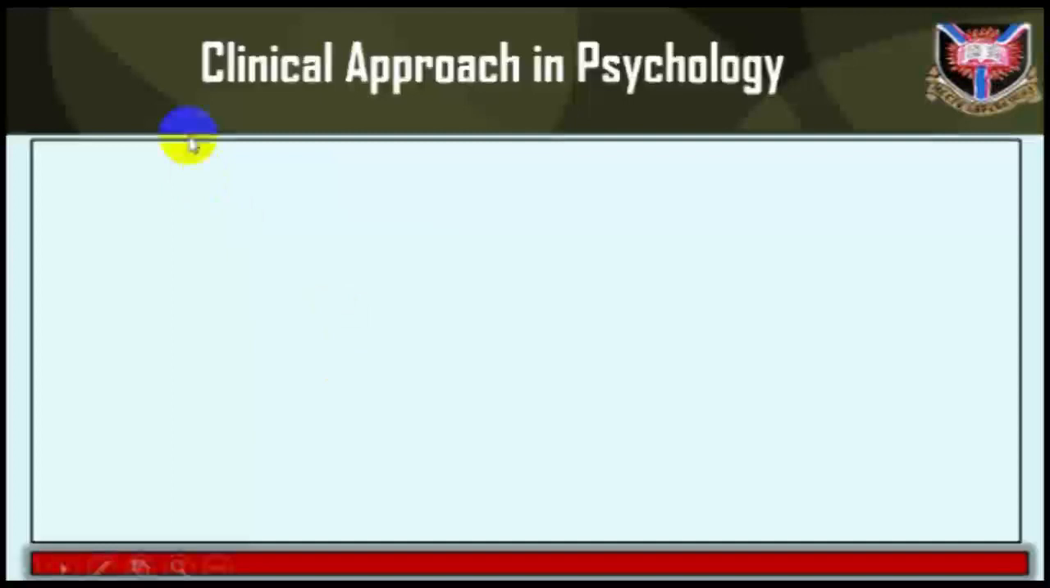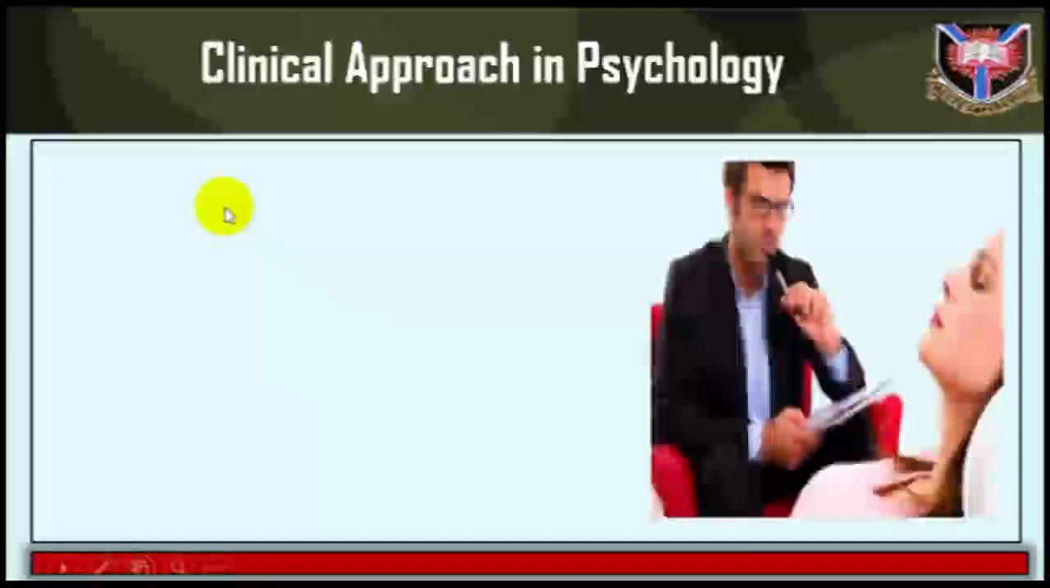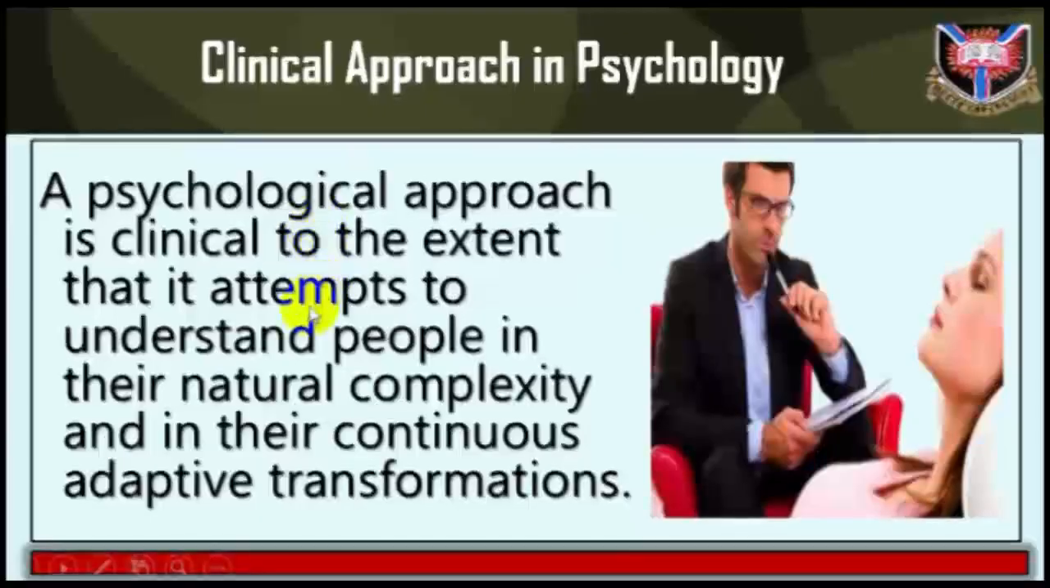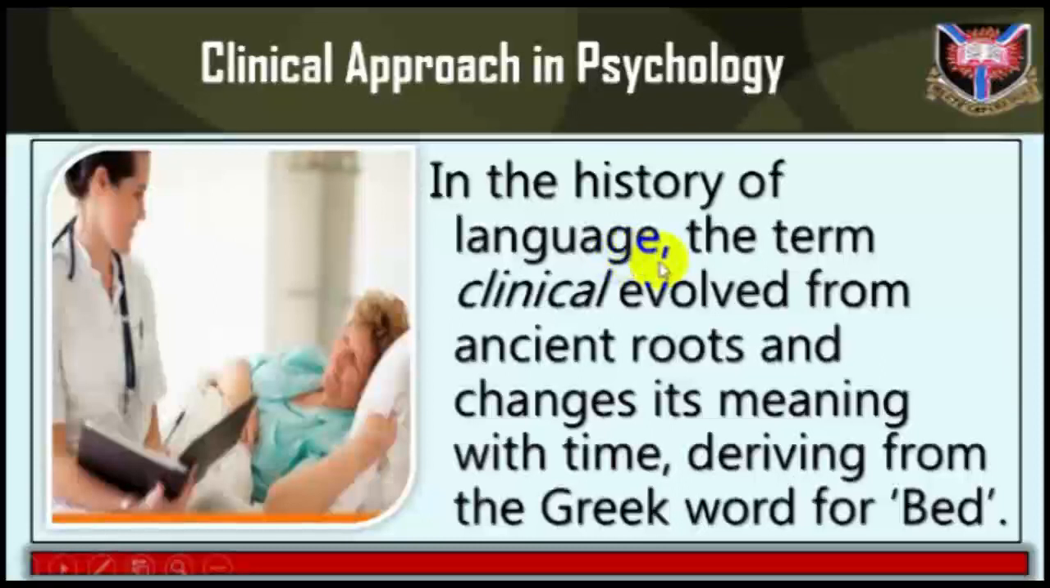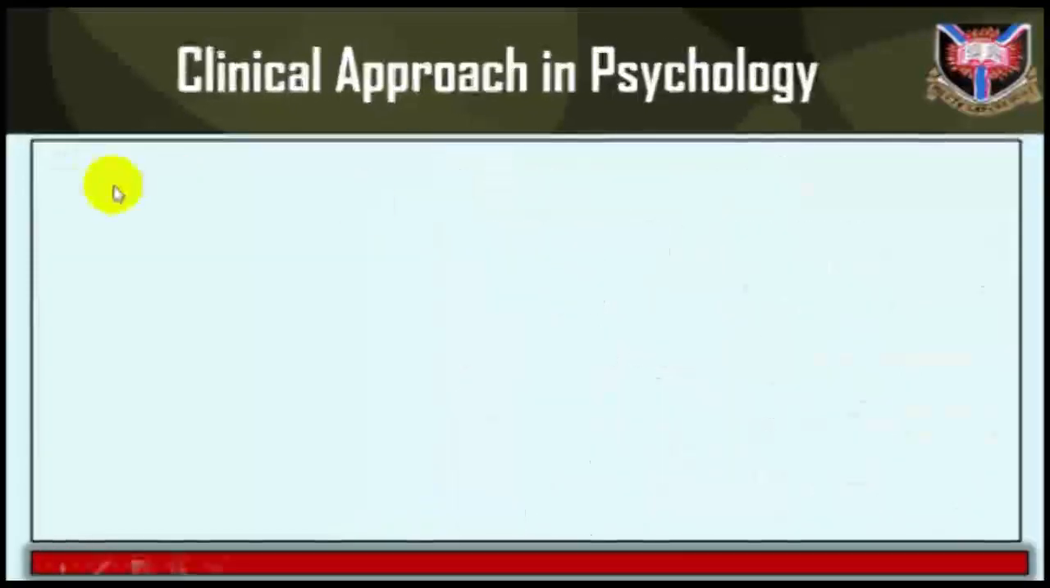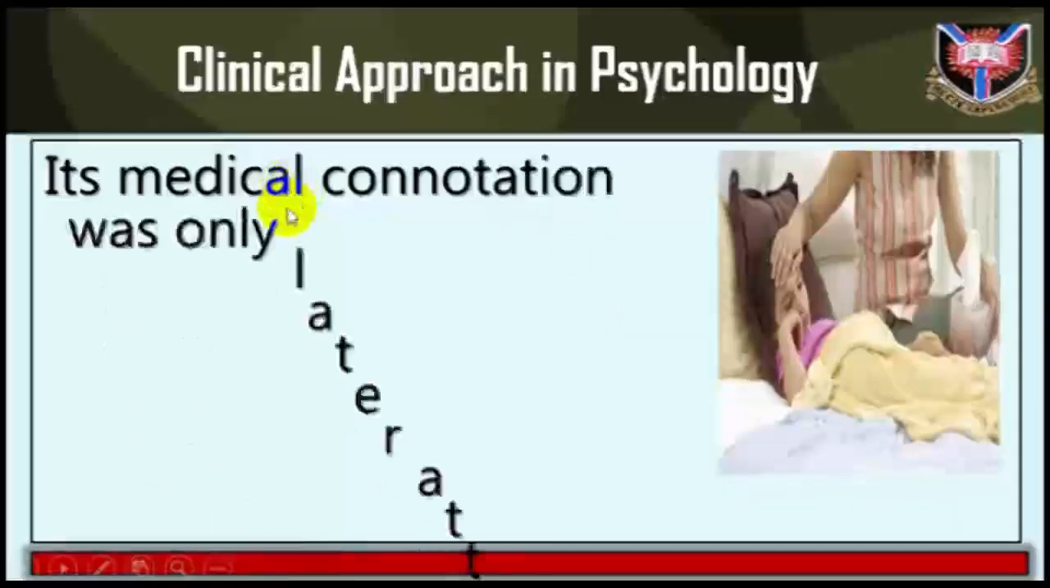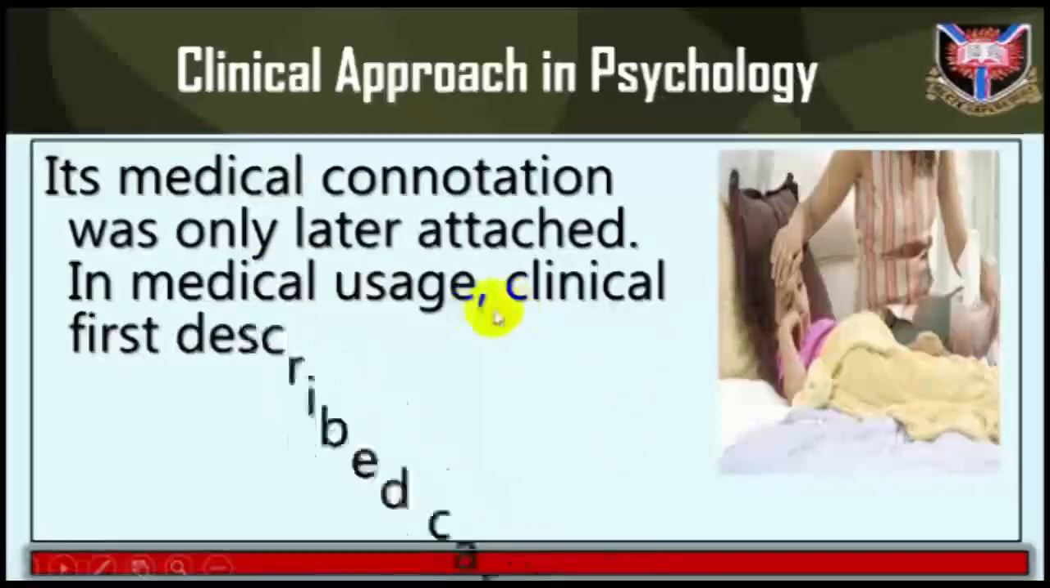Clinical approach in psychology. A psychological approach is clinical to the extent that it attempts to understand people in their natural complexity and in their continuous adaptive transformations. In the history of language, the term clinical evolved from ancient roots and changed its meaning with time, deriving from the Greek word for bed. Its medical connotation was only later attached in medical usage.